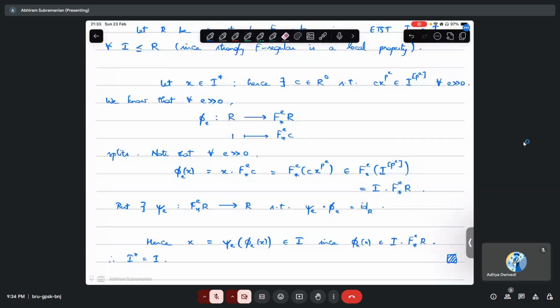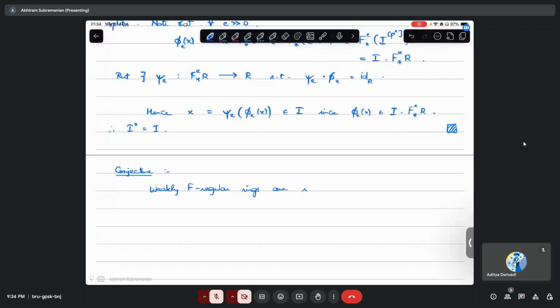So weakly F regular rings are strongly F regular. It's a conjecture. It's not proved yet, and it's also not been disproved yet. But we have seen now that this implies this.